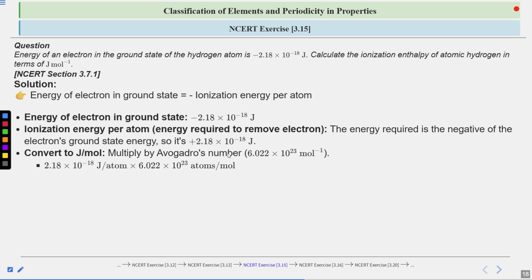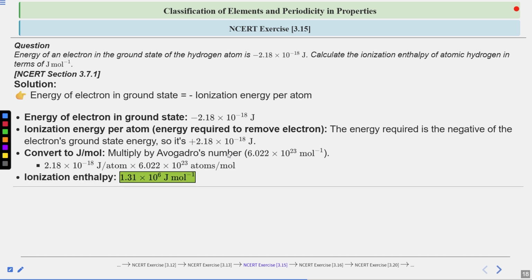Now what will be the case for 1 mole? It's very simple. Just multiply the 1 electron term with the Avogadro number. To remove 1 electron, you need 2.18 into 10 to the power minus 18 joule. To remove 1 mole, we will multiply it with the Avogadro constant, which is 6.022 into 10 to the power 23 atoms per mole. I guess this part is clear to you.